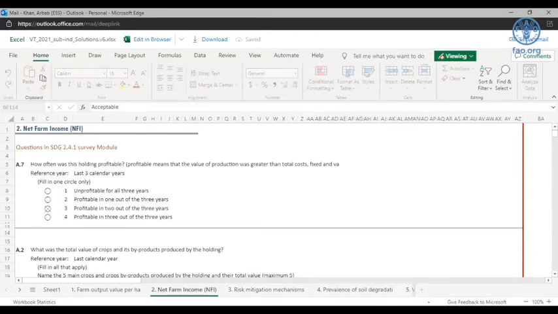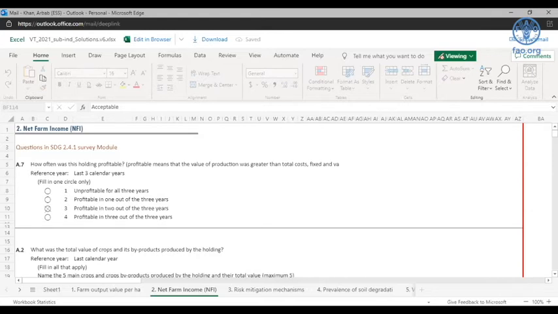Okay, thank you. We have another question. Isn't it difficult for the farmers to declare the profitability? Some crops are consumed, some are sold. How do the farmers compare the cost and the value of all the crops produced to declare the profitability?